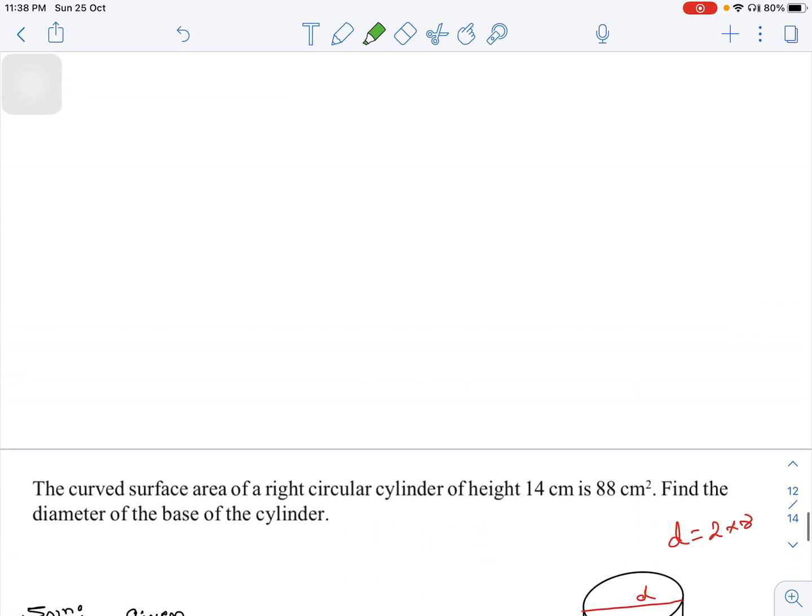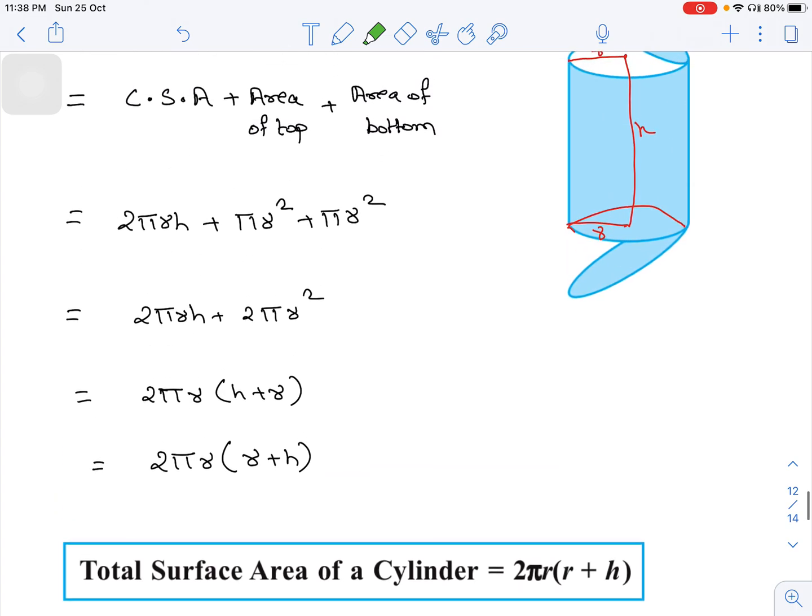So in this way, by using the formulas and understanding the concept, you can also solve some more examples.